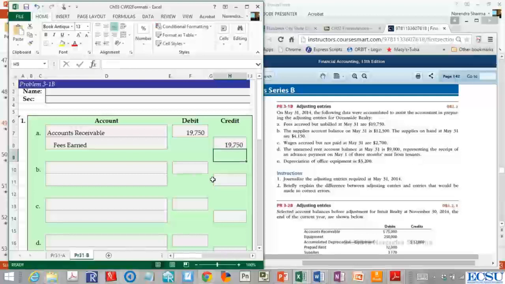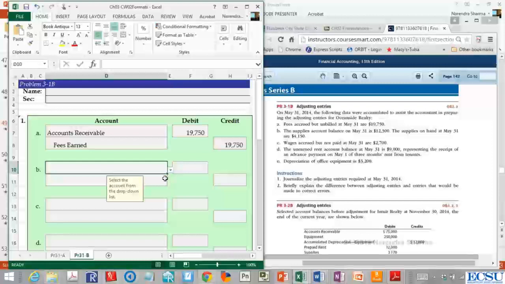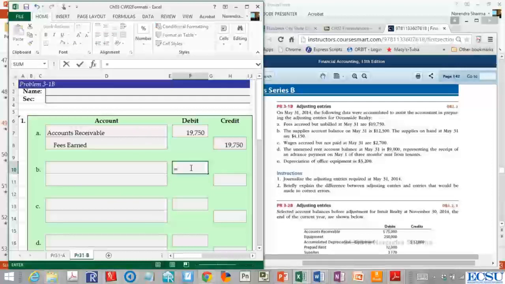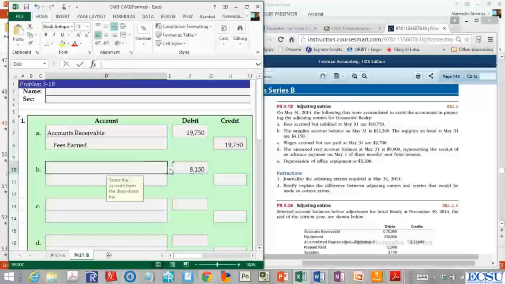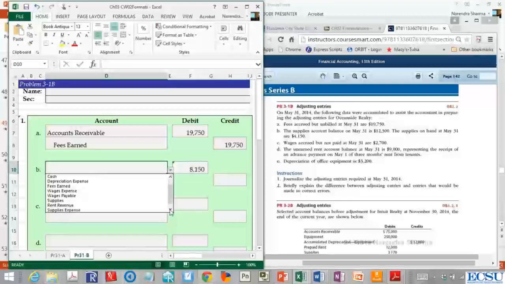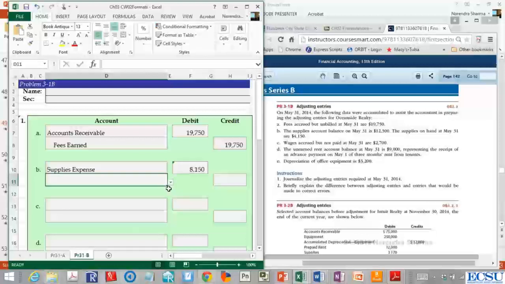and 19,750. And then the next one is number B, the supplies account balance on May 31st was 12,300. The supplies on hand at May 31st was 4,150. So if you take the difference between the two amounts, that's 12,300 minus 4,150. So that is the amount of supplies we have used. Whenever you use the supplies, it will be supply expense, and of course credited to supplies account. So that would be 8,150 as well.